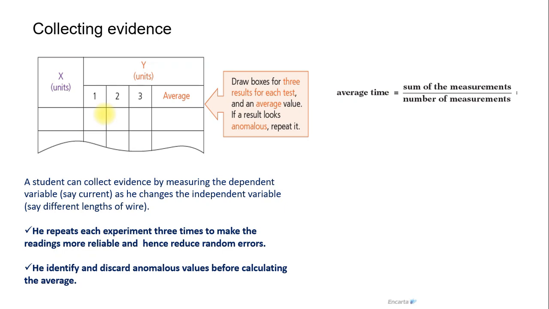Another reason for repeating the experiment is to identify what is known as anomalous values, and then to discard them or to retest them before finding the average. In this case we can find the average by getting the sum of the measurements and then dividing it by the number of measurements. So for this case here, we divide it by 3.